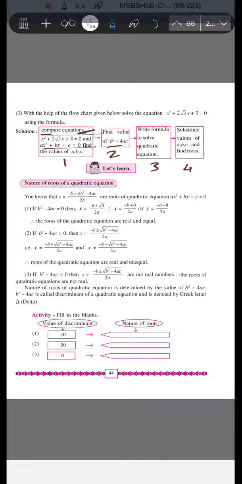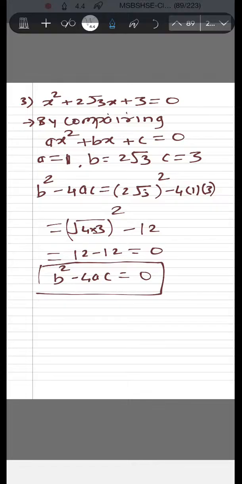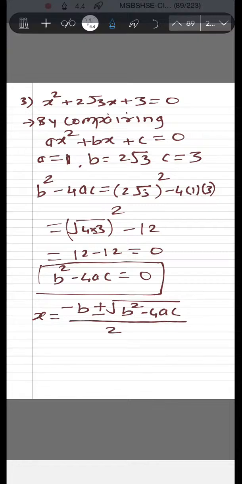Okay. Then the second question says, write a formula to solve a quadratic equation. We know how to find the solutions by using the quadratic equation formula. What does the formula say? The formula says that x is equal to minus b plus or minus square root of b square minus 4ac, divided by 2a.